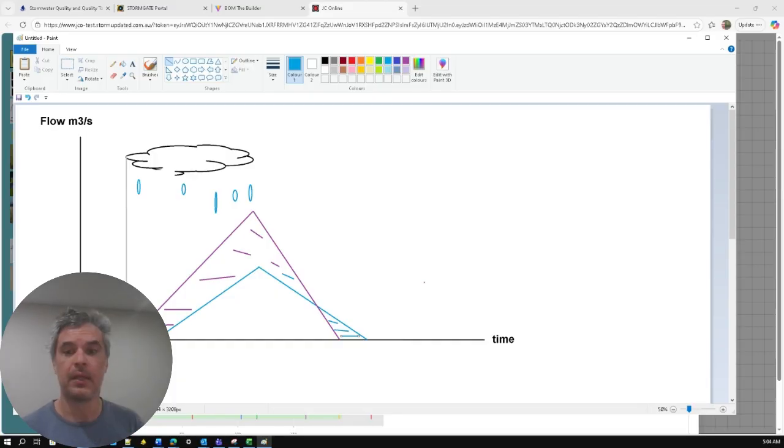All right. So for stormwater quantity, we have a concept either of time of concentration or critical storm. And what does that mean? That means that if you have, let's say, a piece of land, let's go.